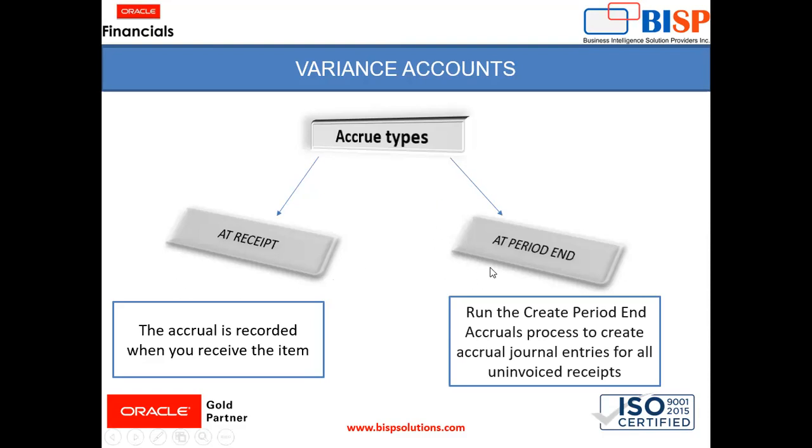And the next method is at period end. It runs a create period end accrual process to create accrual journal entries for all uninvoiced receipts. In this, the entries are automatically reversed in the next period when you create accounting for the invoice. The expense and accounts payable liability is recorded. So these were the two methods of accrual.